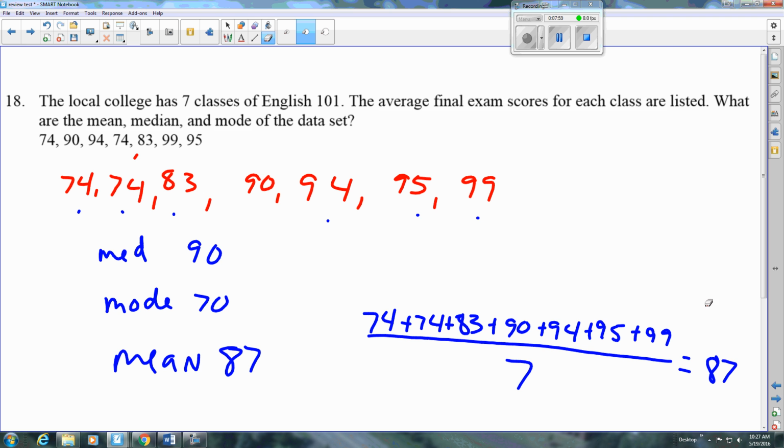A local college has 7 classes in English 101. The average final exam scores are listed. What are the mean, median, and mode of the data set? Add them all up. Divide by 7. You get 87 as your mean. Mode, the number that came up most often, is 70, which makes absolutely no sense. That's actually 74. And the median, or the middle number, is going to be 90.